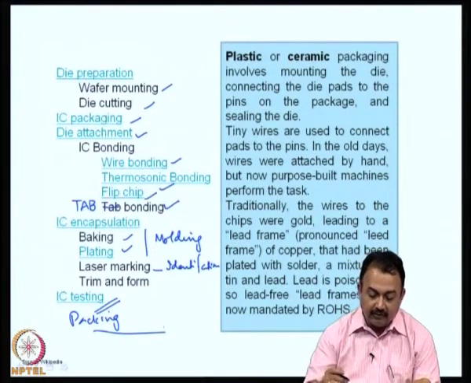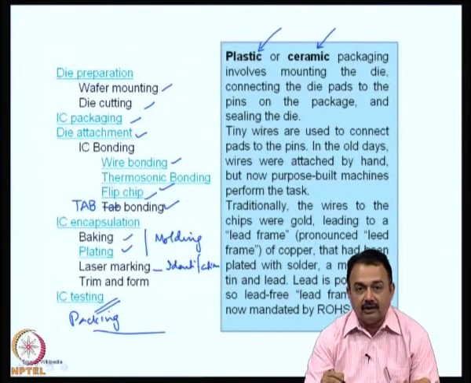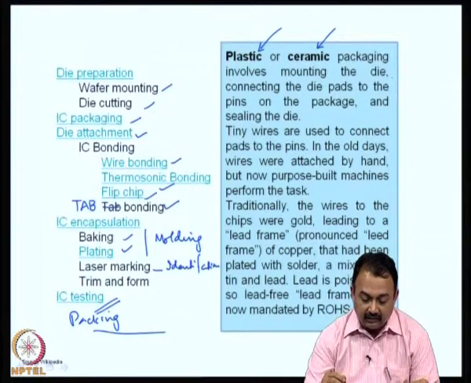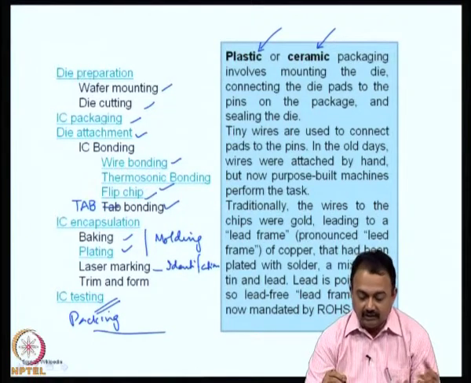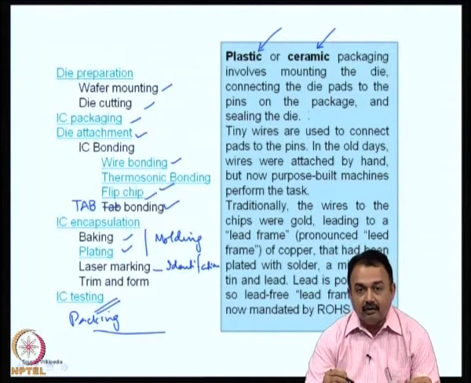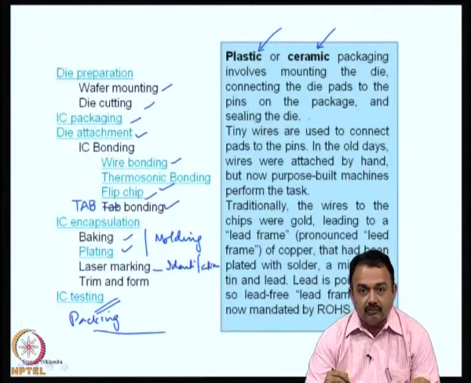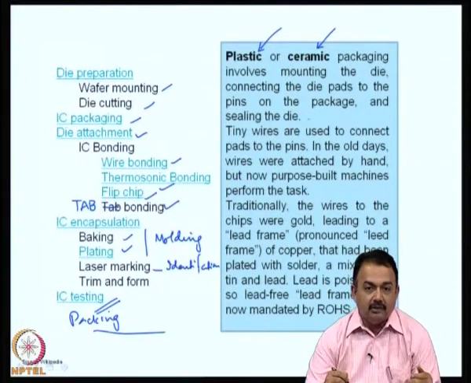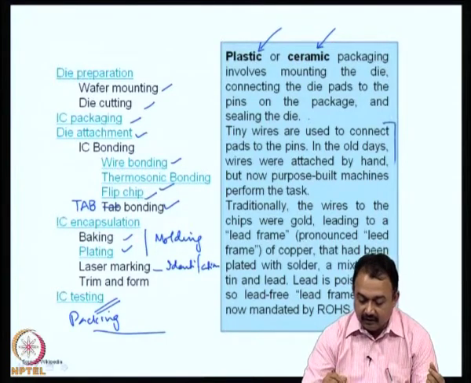So, there are two types of packaging, as I said earlier. One is known as plastic, the other is ceramic packaging. Plastic or ceramic packaging involves mounting the die, connecting the die to the pins on the lead frame or the package, and then sealing it, after testing. So, the tiny wires are used to connect pads to the pins. In the old days, wires were attached by hand, but now you have high end multipurpose and high speed machines to perform the task. So, this is typically wire bonding.